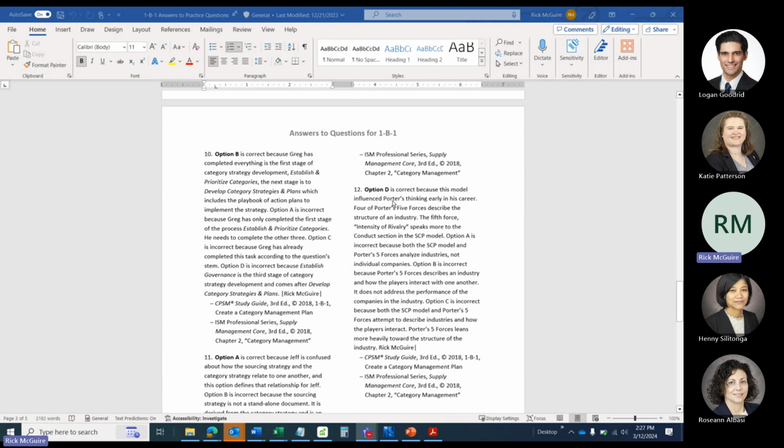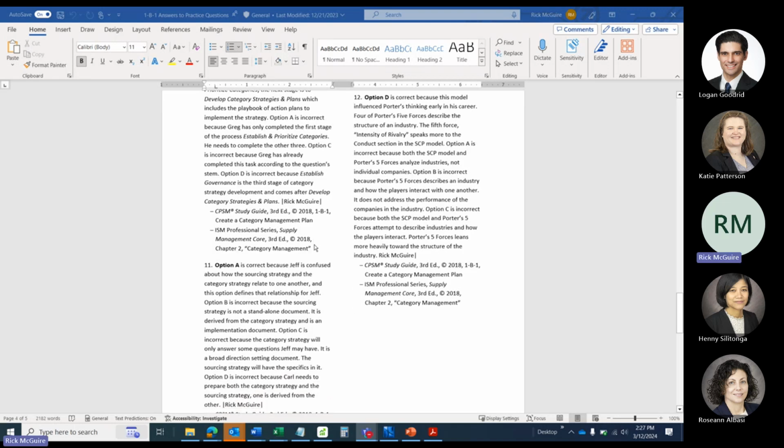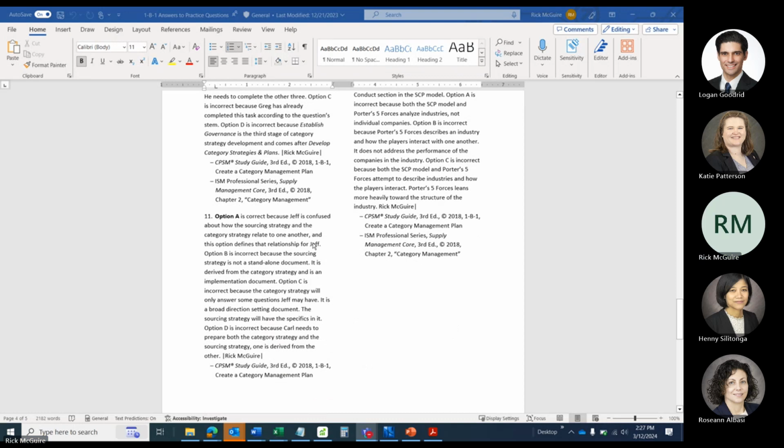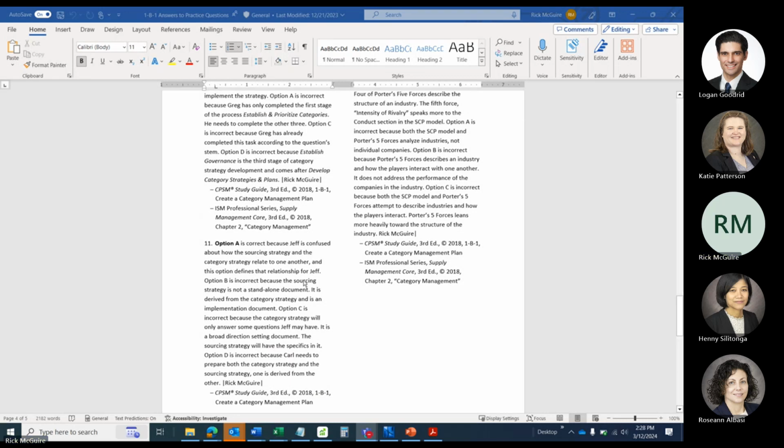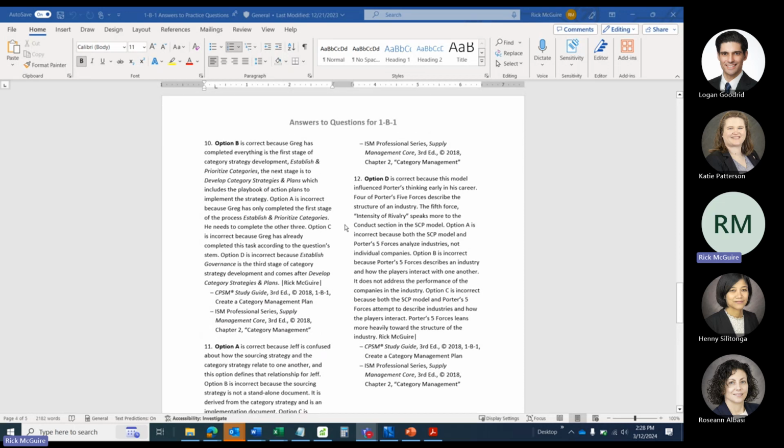10 is Bravo, because Greg has completed everything in the first stage of the category development: establish and prioritize categories. So this is the process. The next stage is develop the strategy. 11 is Alpha, because Jeff is confused about how the sourcing strategy and the category strategy relate to one another. The sourcing strategy is a subset of the category strategy.